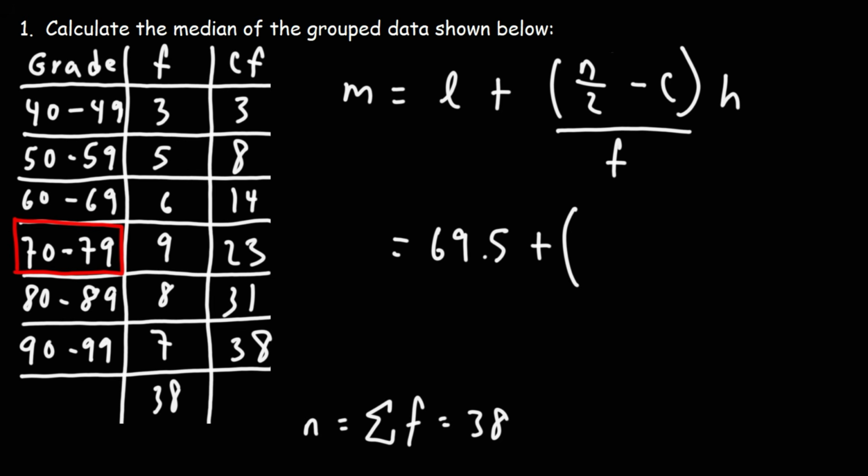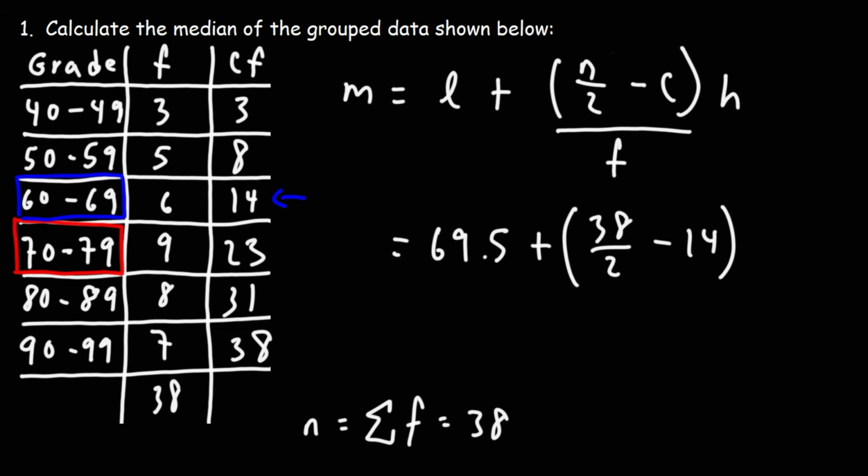Now we know n is 38. C is the cumulative frequency of the preceding class. So the class that precedes the median class, below 70, is 69. So in blue, this is the preceding class. 80 to 89 is the succeeding class. That's the next one after that. So the cumulative frequency of the preceding class will be 14. So that's our C value.